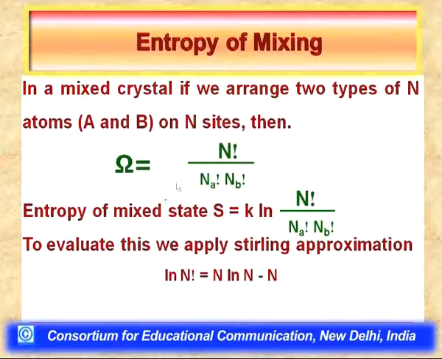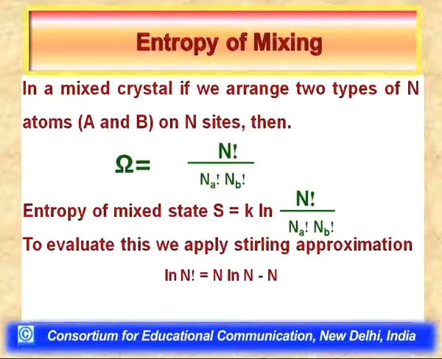Having said this, let us now talk about the entropy of this mixed state S, which can again be calculated using the S equal to k ln omega formula, that is the Boltzmann relation. So S equals k ln omega, and omega is n factorial by Na factorial into Nb factorial. To evaluate this we need to apply an approximation. What is that approximation? It is a mathematical relationship called the Stirling relationship, because here we have the logarithmic terms of n factorial, Na factorial and Nb factorial.